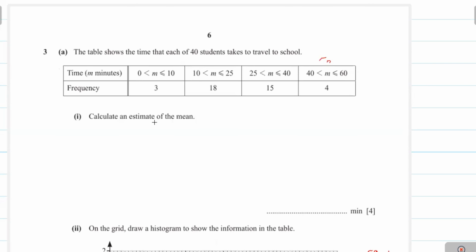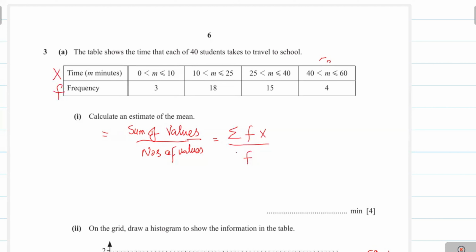Part first, calculate an estimate of the mean. Formula of mean: sum of values divided by number of values. The sum of values we can calculate by the sum of multiplication of f into x, and the sum of f into x we write as summation fx. The x is the class mark, the middle value, and f is the frequency here. So we need summation fx divided by summation f.